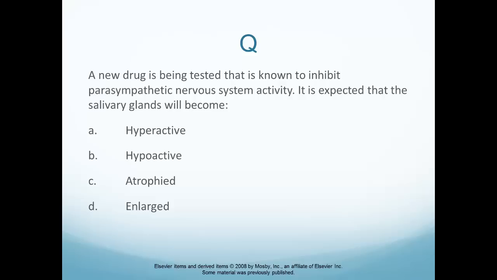Our next question. A new drug is being tested that is known to inhibit parasympathetic nervous system activity. It is expected that the salivary glands will become.